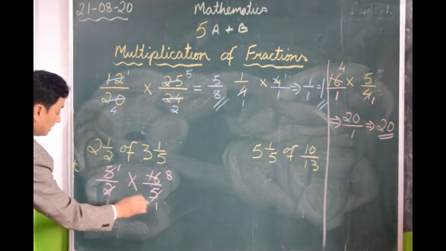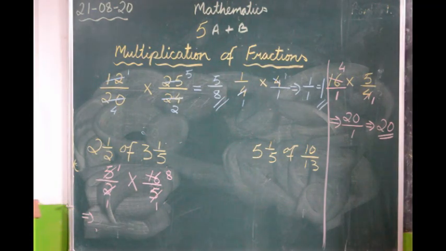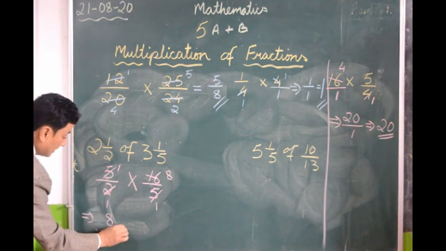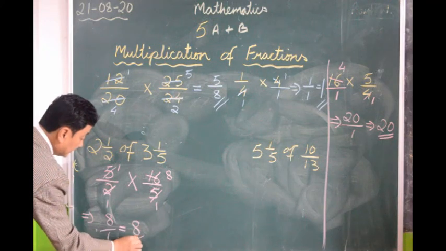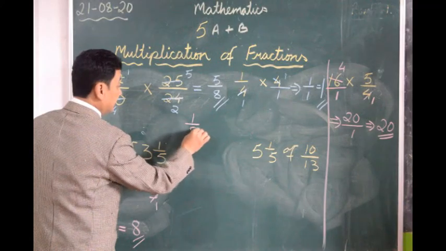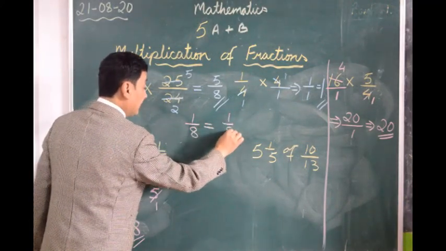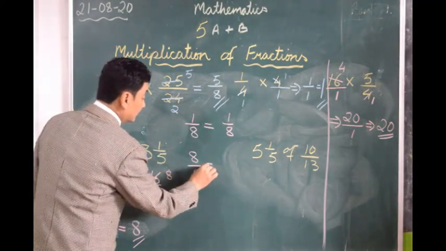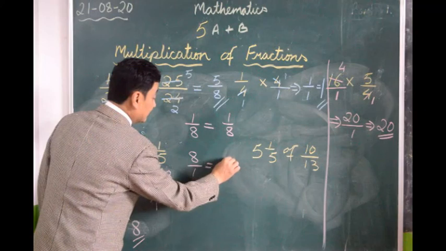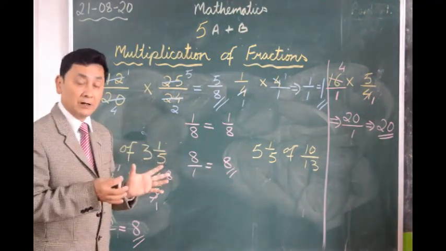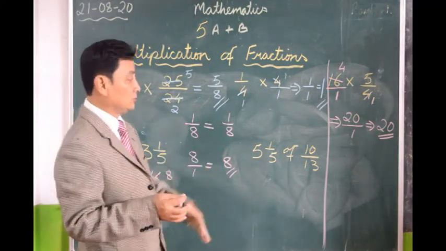1 and 8, 1 and 1. Multiply the numerator and numerator, denominator and denominator. 1 8 is 8, 1 1 is 1. And your answer is 8. 8 upon 1 equals 8. Remember that 1 upon 8 equals 1 upon 8, it doesn't change. 8 upon 1 equals 8. Remember that. This is a fraction and 8 is a whole number. Okay? So let's do the last sum.